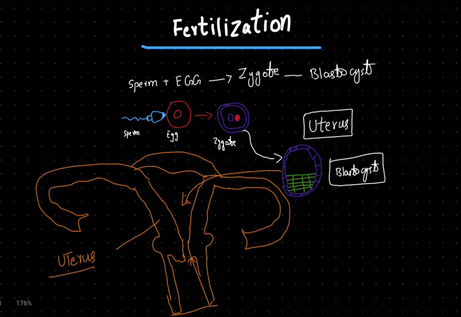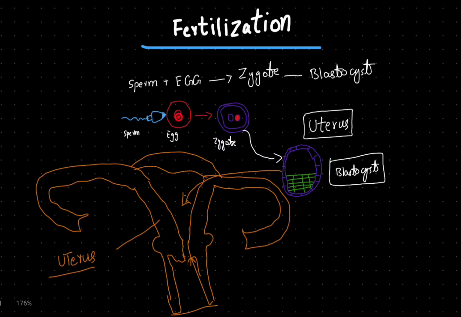During the fertilization process, sperm meets with egg. When sperm and egg meet with each other, they form a zygote. The zygote is then eventually developed into the blastocyst.